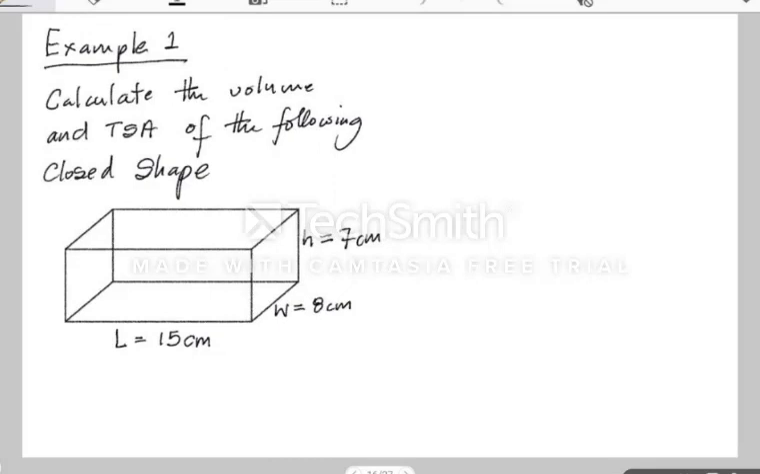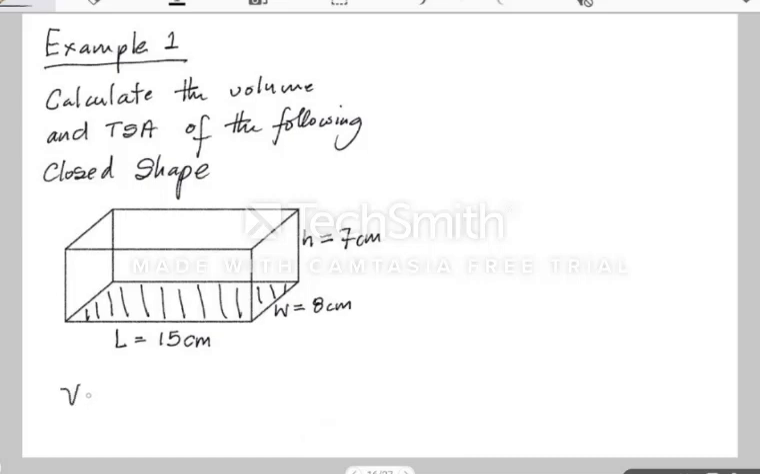All right, let's have a look at a simple example. In this example, we're going to calculate the volume and the total surface area of the following closed shape. First of all, the shape that we're looking at is a cuboid, a solid shape with a uniform rectangular cross section. So this is my rectangular cross section. The length is 15, the width is 8, and the height of the cuboid is 7.